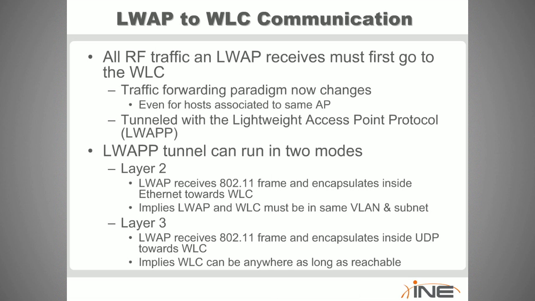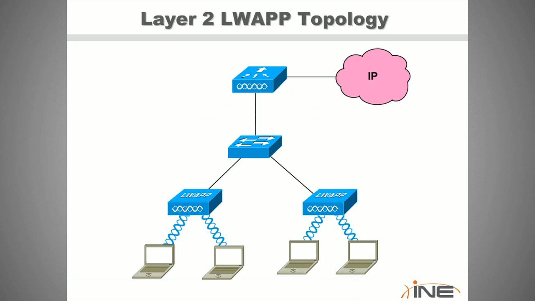The second design, which would be layer 3 LWAP, lightweight access point protocol, basically means that as long as the access point can reach the wireless LAN controller anywhere through IP, then it doesn't matter where the LAN controller is located. So this gives you a more centralized design where you can still separate the layer 2 and layer 3 network to make sure you don't have a huge broadcast domain, but the management still stays at the wireless LAN controller.